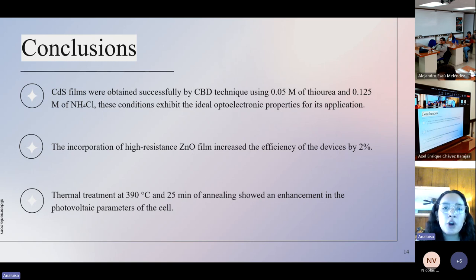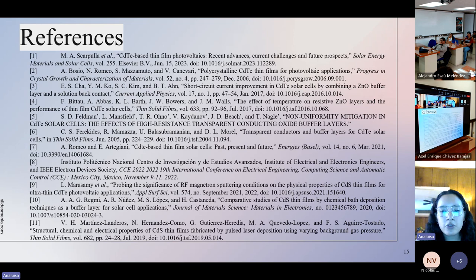Also, as future work, we have to optimize the thermal treatment and the concentration of the solution. Maybe that could be affecting the cells, and also study deeper the growth conditions for the zinc oxide in order to obtain different thicknesses of this film and study how these film conditions could affect or enhance the properties of the cell. Here are some references I used for this paper, and thank you for your attention.